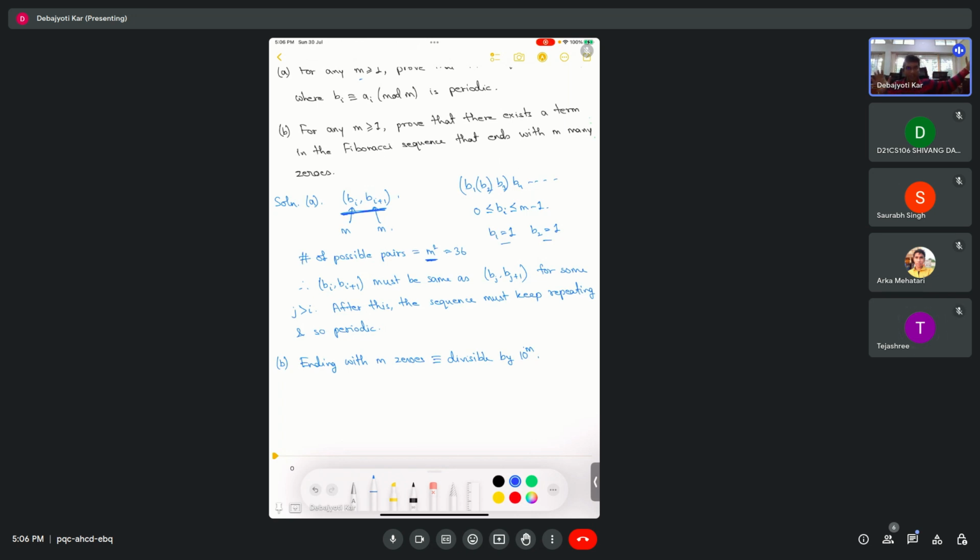Because the number of terms is infinite, there must be a repetition, and once there is a repetition, since the value of a remainder is the sum of the previous two remainders modulo m, this thing has to repeat.